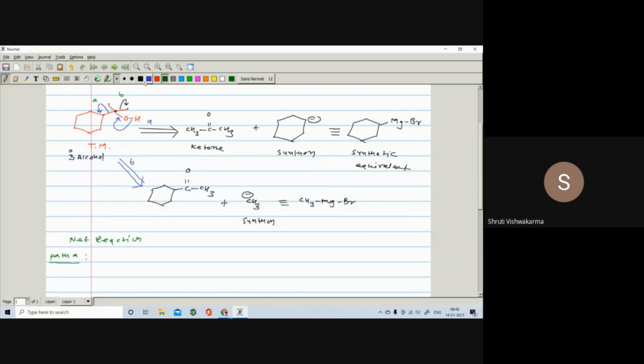So here the reagents are CH3-C=O-CH3. If possible, write down the name: it is your acetone. Acetone reacts with the Grignard reagent, cyclohexyl magnesium bromide, the R Grignard reagent. The reaction takes place in the presence of dry ether.